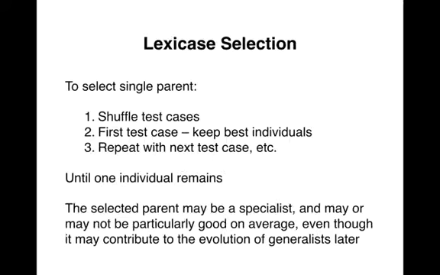Instead, what we do every time we want to select a parent is we shuffle all the test cases. For the first test case, we keep all of the individuals who are best at that test case. Then we repeat with the next test case, and so on. And we do that until only one individual remains, and we use a different shuffle for every parent selection event. What results is that the parent selected might be a specialist in whatever cases occurred near the beginning of the list for that random shuffle, and may or may not be particularly good on average, even though it may contribute to the evolution of generalists later.